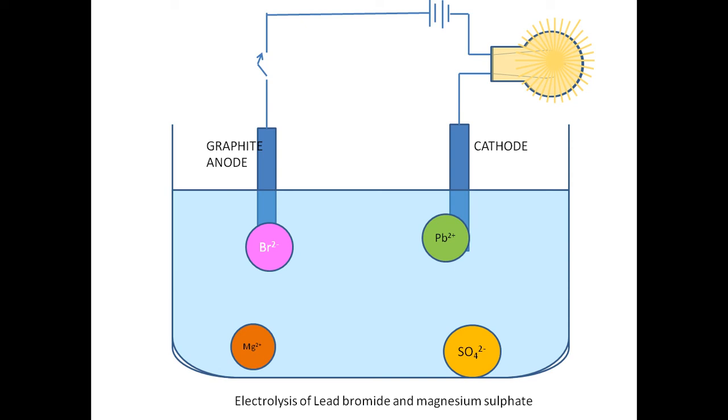These two ions will migrate towards the cathode and anode respectively, and they will be neutralized at the cathode and anode. The lead ion will gain 2 electrons from the cathode and it will become neutral, and the bromide ion will donate an electron to the anode and it will become neutral.